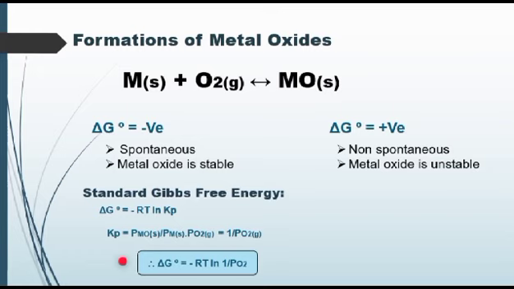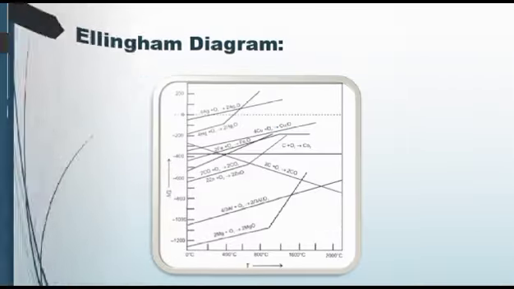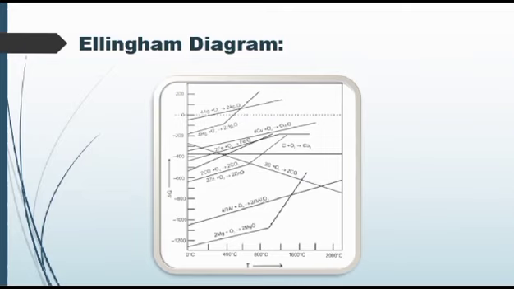So we can write delta G naught equals minus RT ln 1 divided by partial pressure of oxygen. For the Ellingham diagram, you should write the formation of metal oxide reaction for 1 mole of oxygen. In the graph, we can see that 4 molecules of aluminium combines with 3 molecules of oxygen. So we need to divide the whole equation by 3.